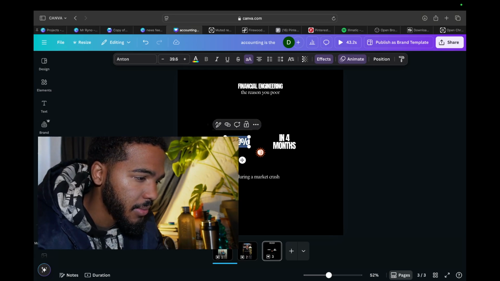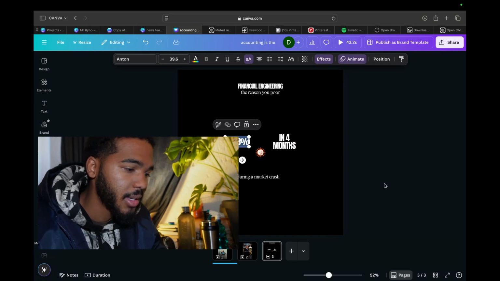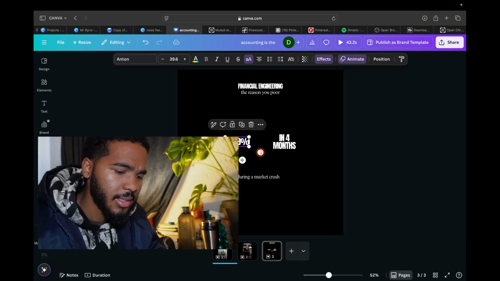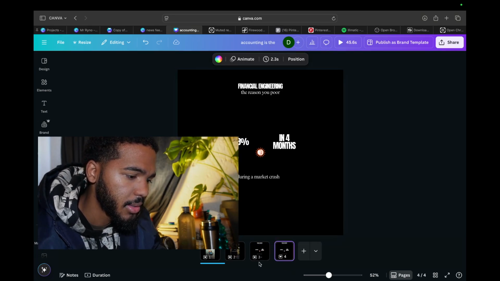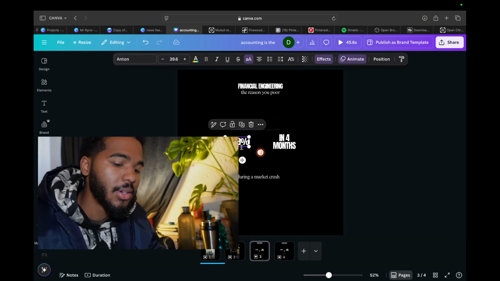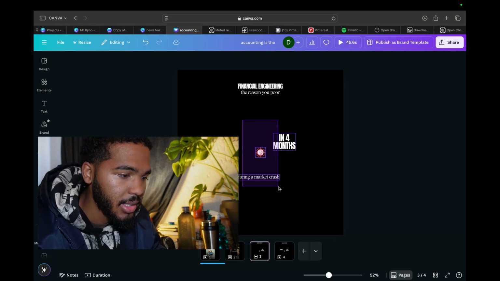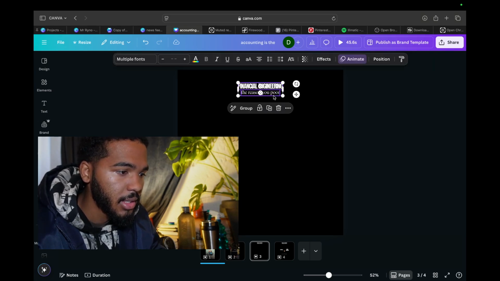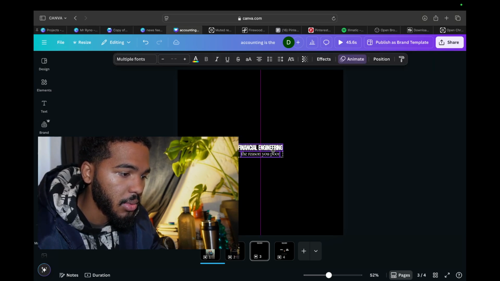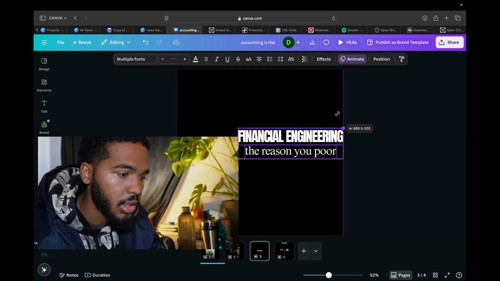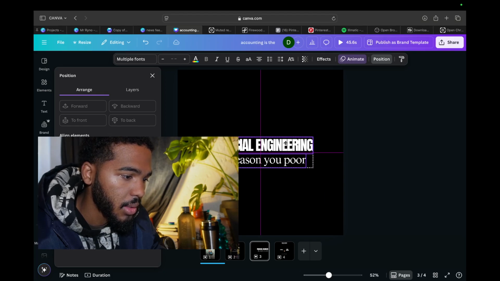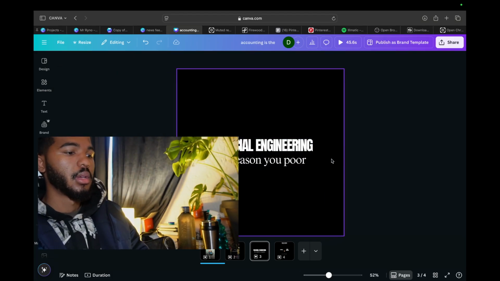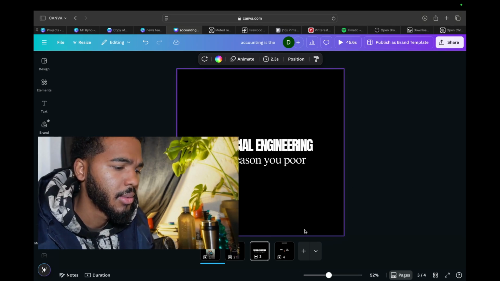What type of options do we have? Financial engineering, the reason you're poor. Okay, that's fine. Then we go to the next slide. Let's make a new slide. Duplicate page, go to the old page. Delete all of this. Move it nicely in the middle. Enlarge it. Okay, financial engineering, the reason you're poor.